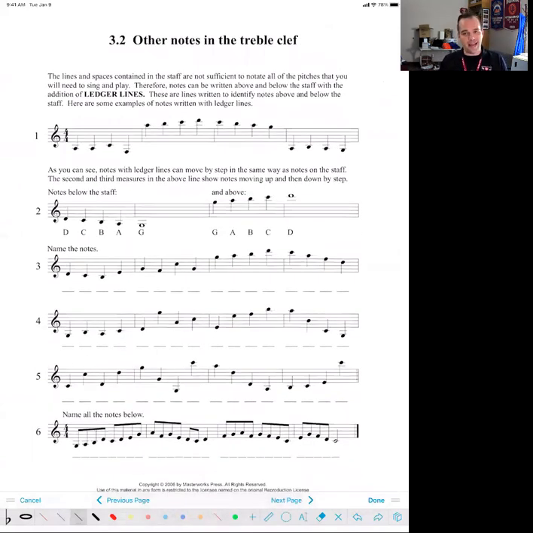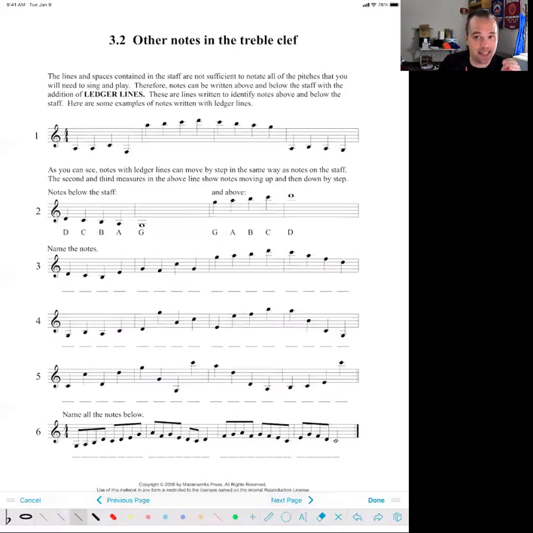The other thing that happens is that we can get ledger lines, where notes go above and below the staff, because sometimes if we need to sing crazy high or crazy low, the notes go off the staff. So ledger lines look like this at the top of the page here on number 1. They're giving you some examples, okay? And then they're giving you note names for them, starting on number 2.